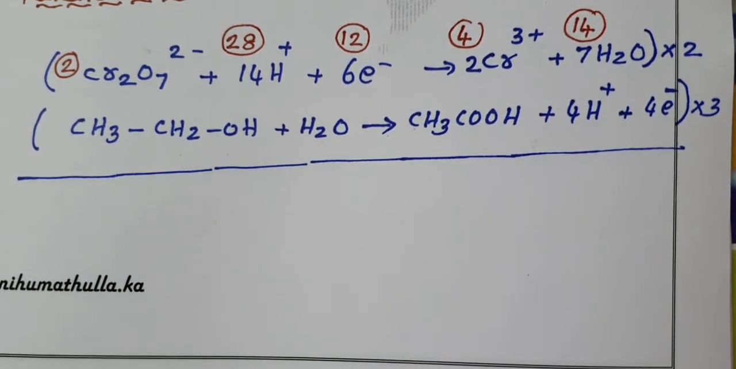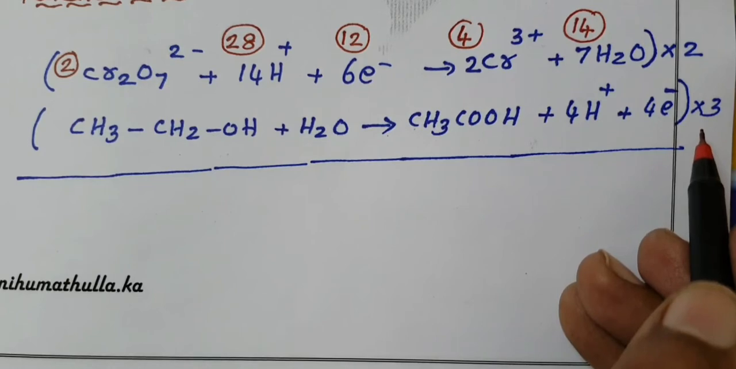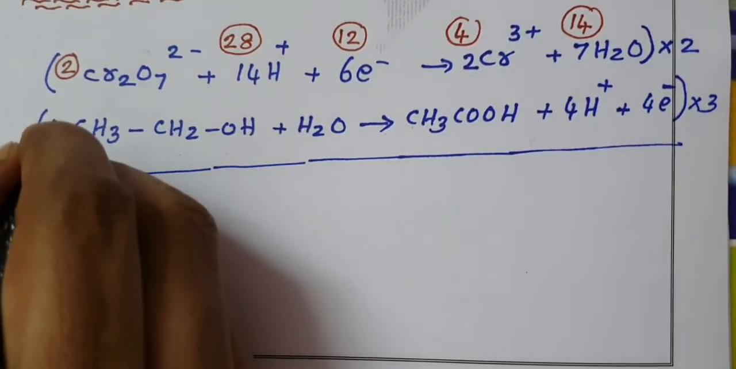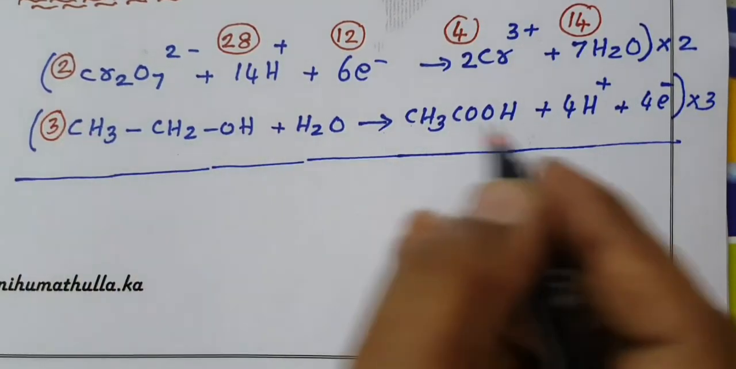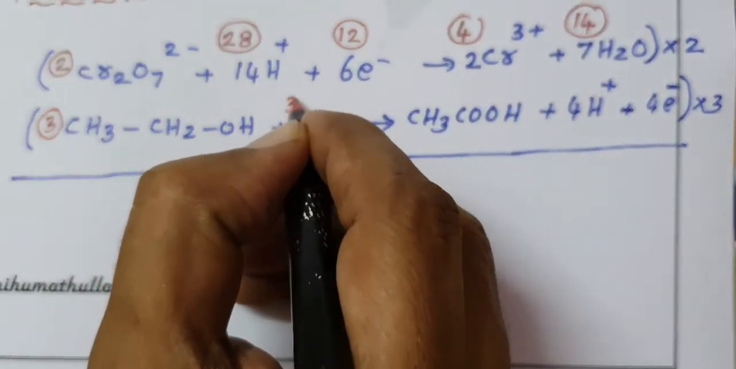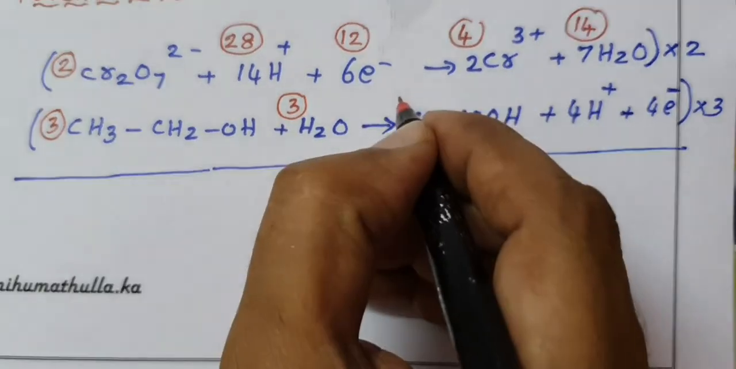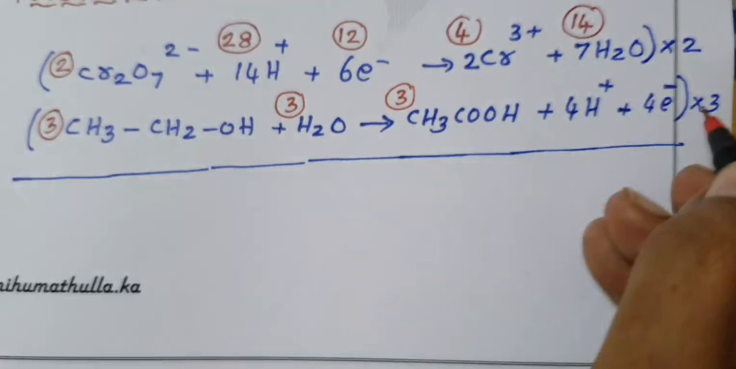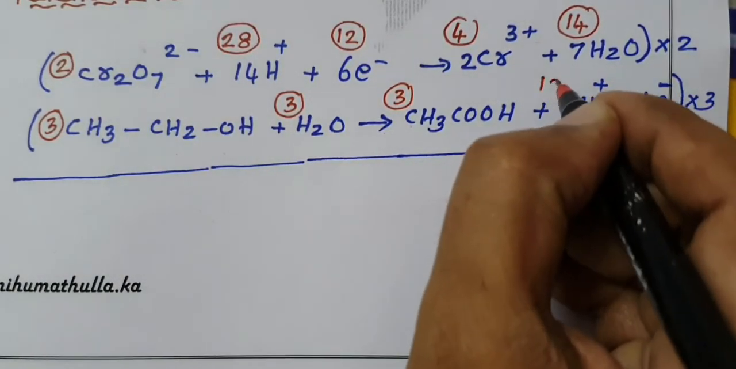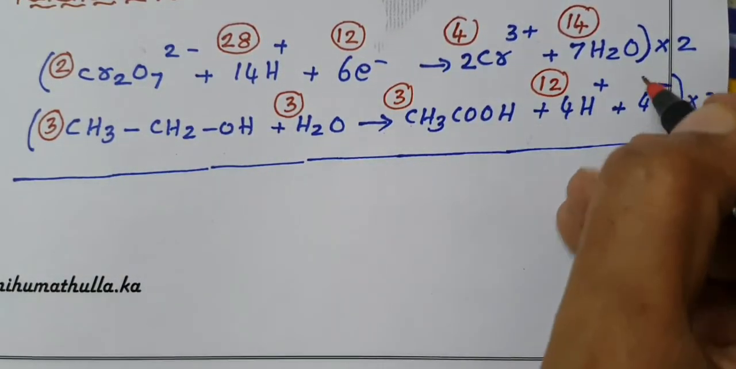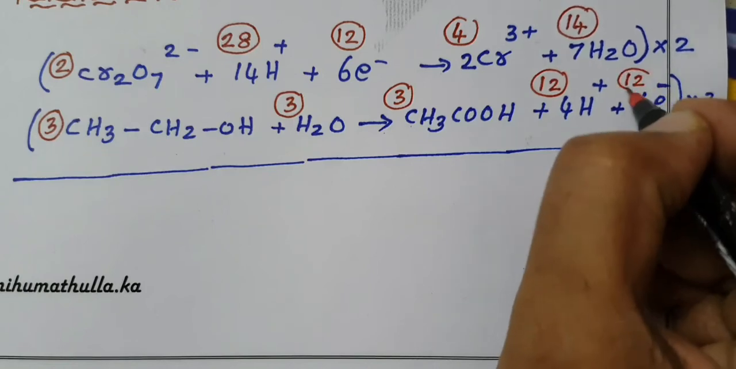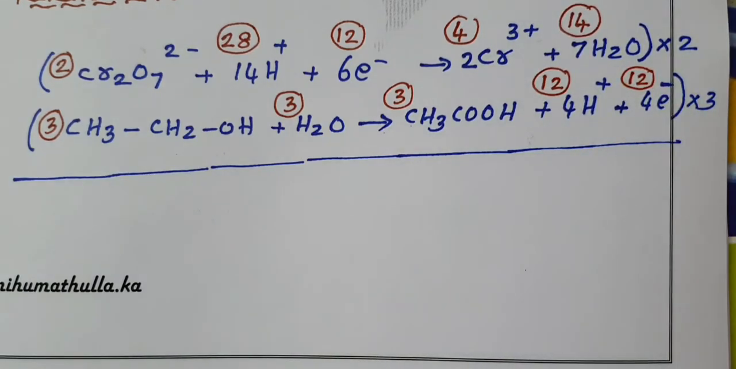Come to the second equation. We have to multiply the second equation fully by 3. 3 into 1 equals 3, 3 into 1 equals 3, 3 into 1 equals 3, 3 into 4 are 12, 3 into 4 are 12, 3 into 4 are 12.